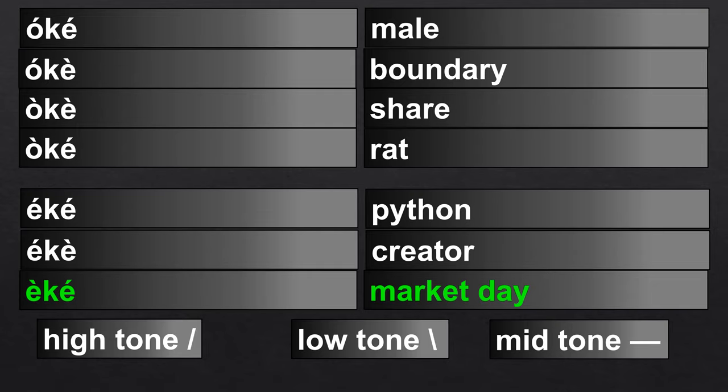Now notice the direction of the tone mark. When you have a forward slash, that is high. When you have a backslash, that is low tone. And when you have kind of a hyphen, that is mid tone. So for the market day, it is a backslash and a forward slash, that is low, high.